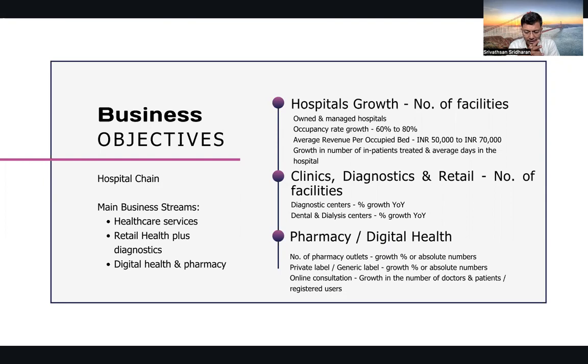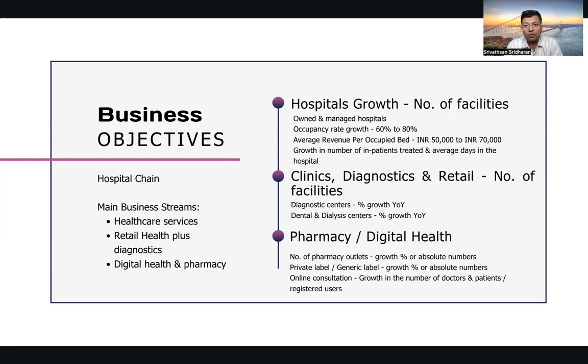The retail health and diagnostic centers could be clinics, the smaller clinics in the smaller streets, not the big facilities. And you can have the blood test and other diagnostic centers out there. The other thing that they looked at was having a pharmacy and how they can expand.